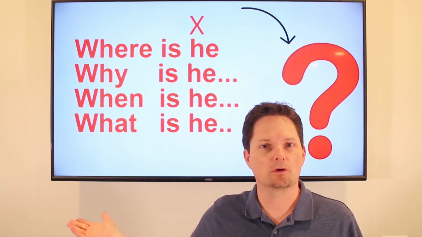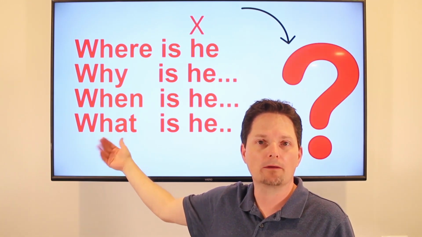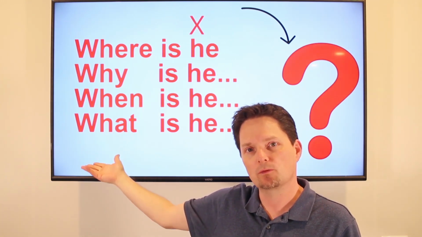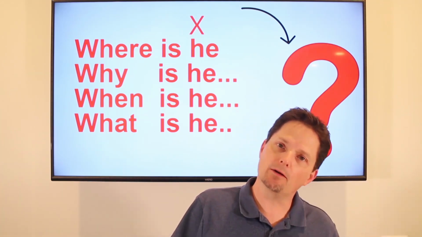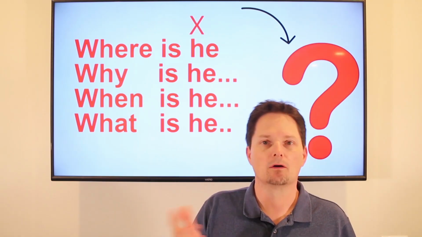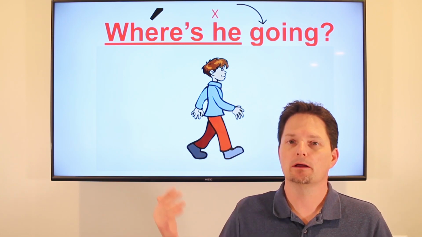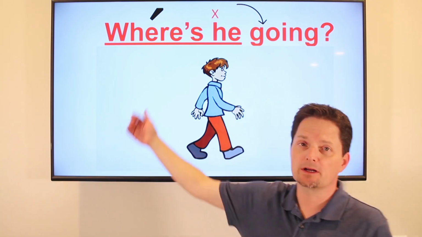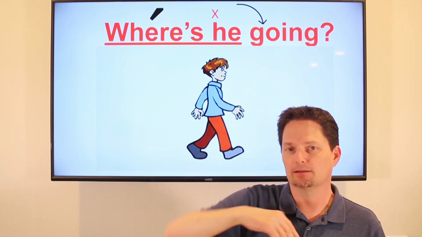These are information questions. They start with a question word: what, where, when, why. If you start with a question word, it's an information question, and the intonation always goes down at the end. Example, where is he going? It's an information question because you have a question word, where. So the intonation goes down at the end.